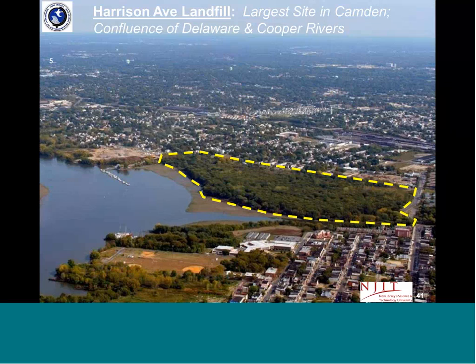This is an aerial view looking towards the northeast from about where Philadelphia and the North Camden neighborhood are, at a former landfill called the Harrison Avenue landfill, which was the city dump that operated in Camden from 1952 to 1971. It was at the confluence of the Cooper River, which drains 3 counties in South Jersey, and exits at the back channel of the Delaware River on the left side of your screen.